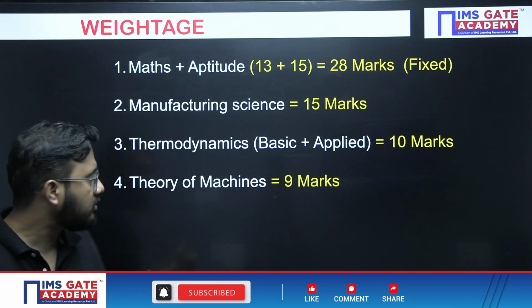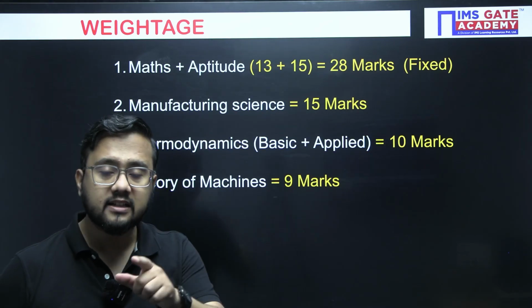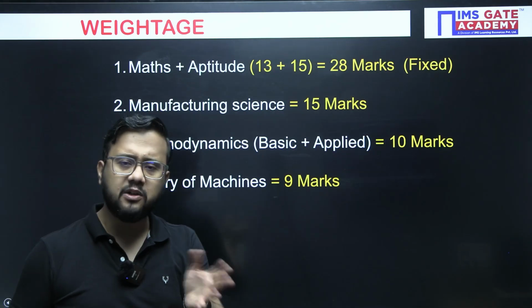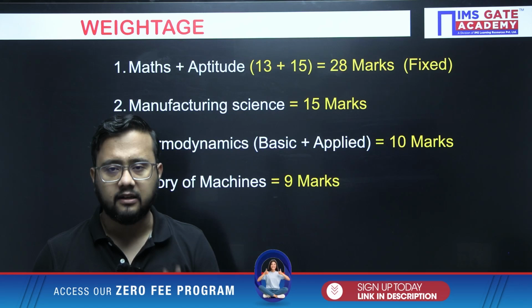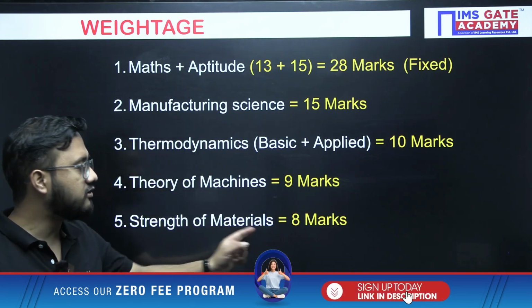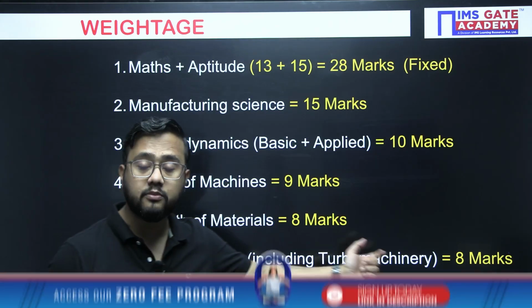Then we have theory of machine, again a very, very important subject. It consists of 9 marks. On an average 8 to 9 or sometimes 10 also, sometimes 7 also. Between 8 to 9 it will always vary. Then we have strength of material, 8 marks. Then we have fluid mechanics including turbo machinery, 8 marks.